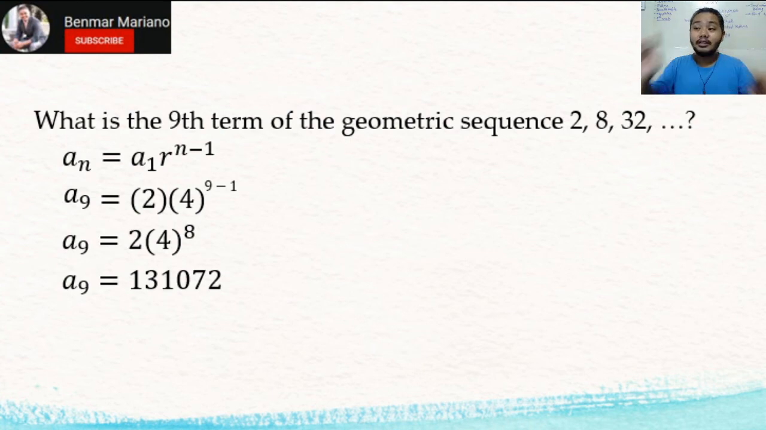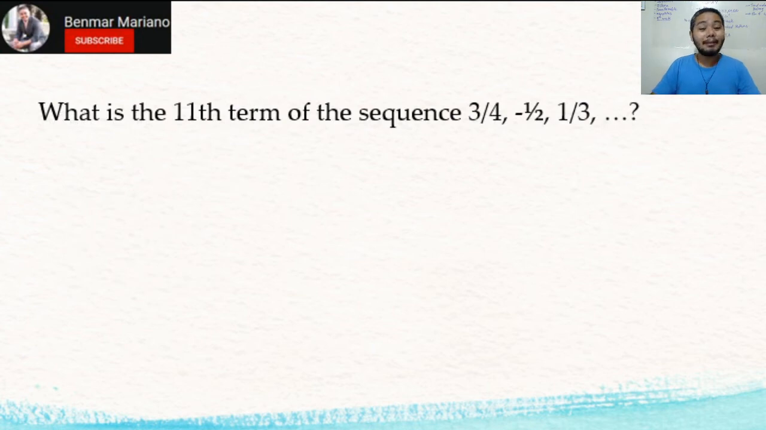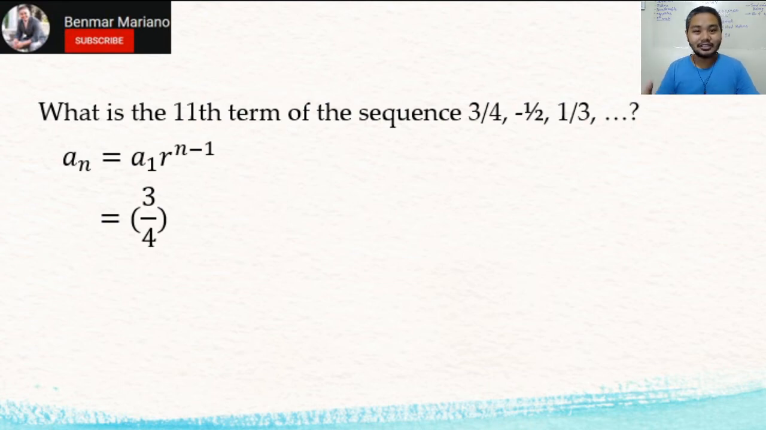Down to our last example, di ba? Napakadali lang ng geometric sequence. So, what is the 11th term of the sequence? 3 fourths, negative 1 half, 1 third, and so on and so forth. So, again, given na geometric sequence ito, we can easily identify the value of R. And for us to identify the 11th term of that given sequence, same formula pa rin naman tayo. Okay? So, yung a sub 1 dito, syempre, that would be 3 fourths. Yung R, kagaya ng ginawa natin dito sa second example, second term divided by first term.